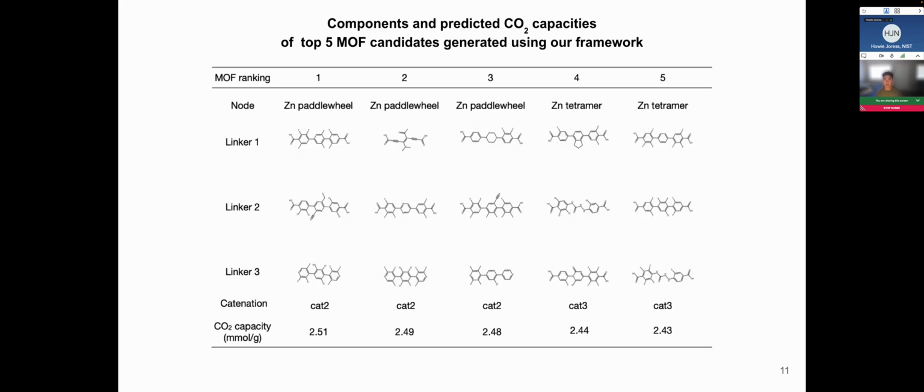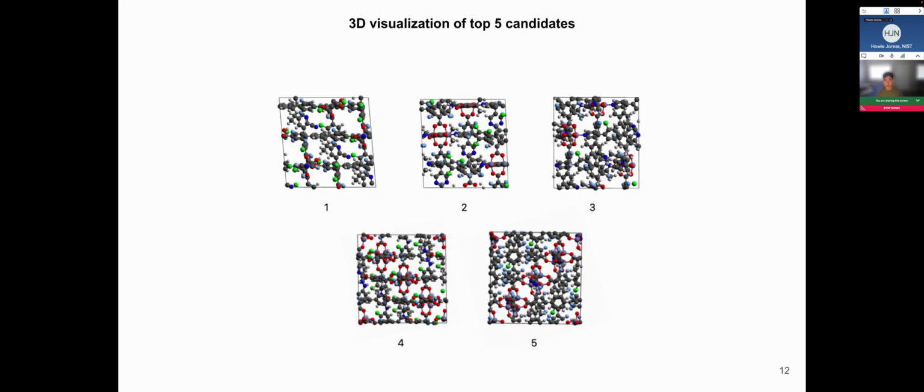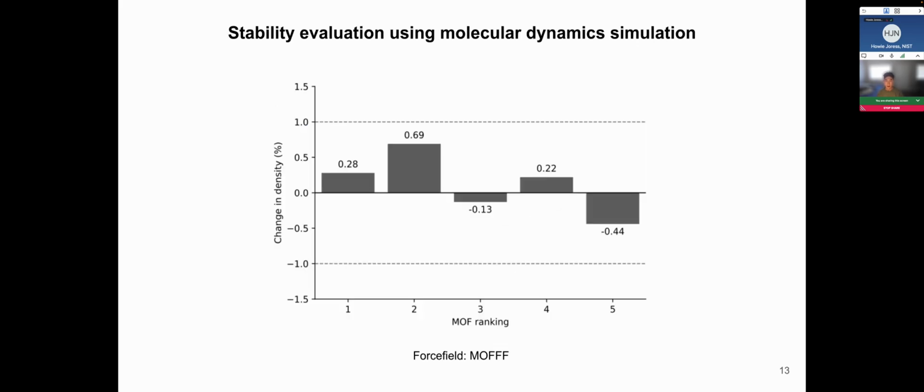And here I'm showing the components as well as the predicted CO2 capacities of top 5 candidates generated using our framework. As you can see that all 5 are catenated MOFs. And the highest performing one that we found has a CO2 capacity of 2.51 millimole per gram at 0.1 bar. And here is the 3D visualization of the top 5 candidates. We also used a molecular dynamics simulation to examine the stability of those top 5 candidates. And what we found is that all 5 of them have negligible density change during the MD simulation, which verifies their stability.